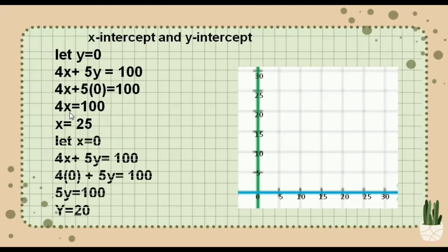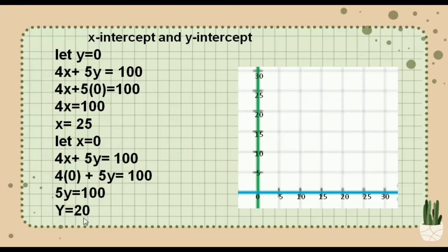And for the y-intercept, let x be equal to 0. Again, let's substitute the 0 to the x variable. So 4 times 0, because x is equal to 0, plus 5y equals 100. 4 times 0 is equal to 0, plus 5y equals 5y only. So we will divide both sides by 5. 5y divided by 5 is equal to y. 100 divided by 5 is equal to 20. So our y-intercept is equal to 20.